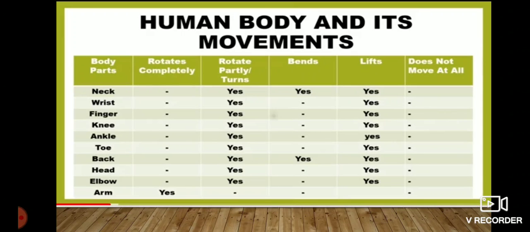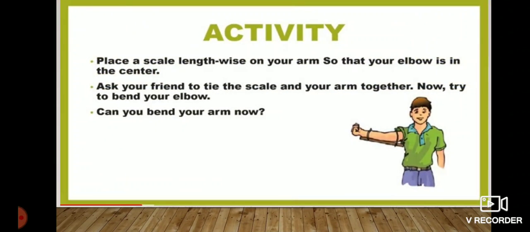Let us go to an activity. Place a scale lengthwise on your arm so that your elbow is in the center. Ask your friend to tie the scale and your arm together. Now try to bend your elbow. Can you bend your arm now? No, it is impossible, right?